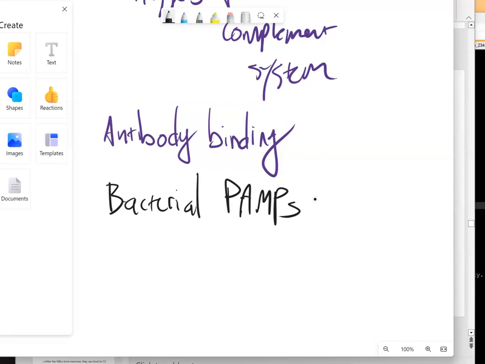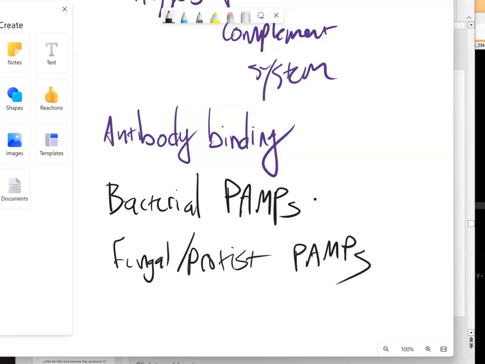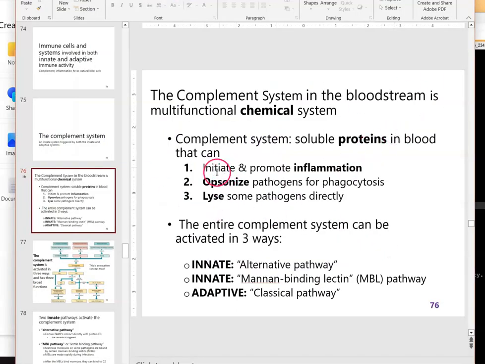So then the third thing is going to be fungal and protist PAMPs. Those are going to be the mannans, and it's a type of sugar, and we have a protein in the blood that binds, if it sees that type of sugar, which is a PAMP, it binds to it, and that can trigger the complement system. So I would accept these three exactly as written instead of these three, which are the technical names, but don't tell you anything about them.